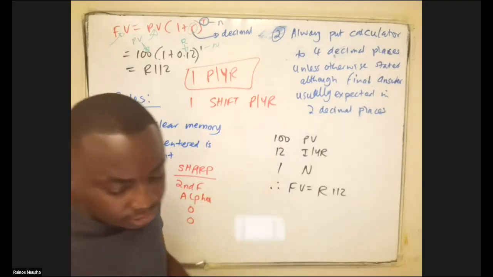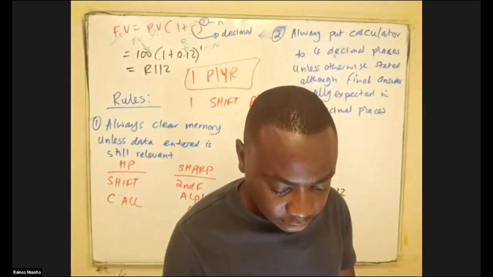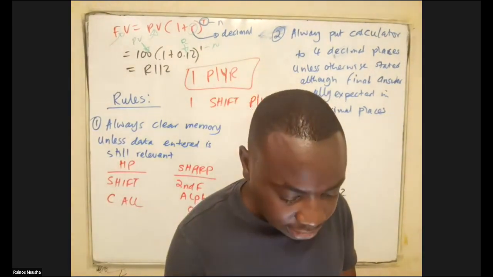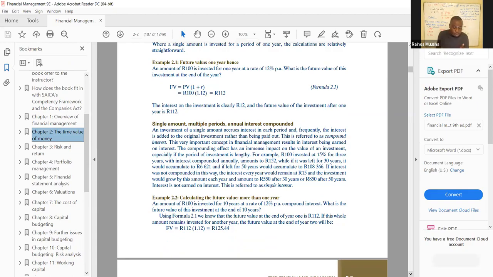So our future value in this case is 112. Then moving on to the next example that they give us there. Remember here we're looking at a period of 1 year. What if the investment is for a period of 10 years? The same 100 rand, but it's now being invested for 10 years at 12% interest. Now we're trying to find out how much the future value is.